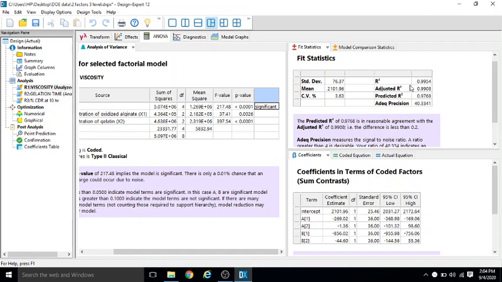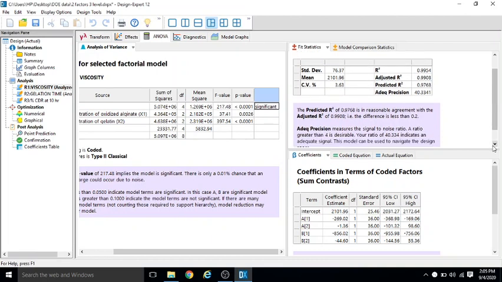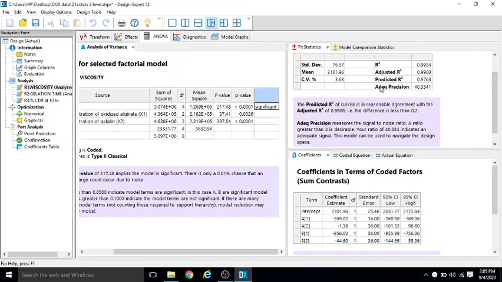A very small difference between the predicted R square and the adjusted R square shows that whatever readings we have collected are correct and there is no need to go for the experimentation part again to make any change in our experimental data. If the difference between the adjusted R square and the predicted R square is more than 0.2, then there may be some error, but here there is no error at all. Also here you can see that the adequate precision is 40.33. That is also an indication that the data is correct.